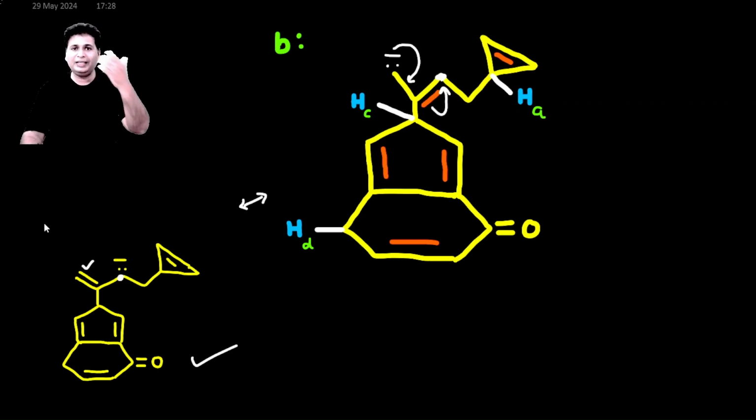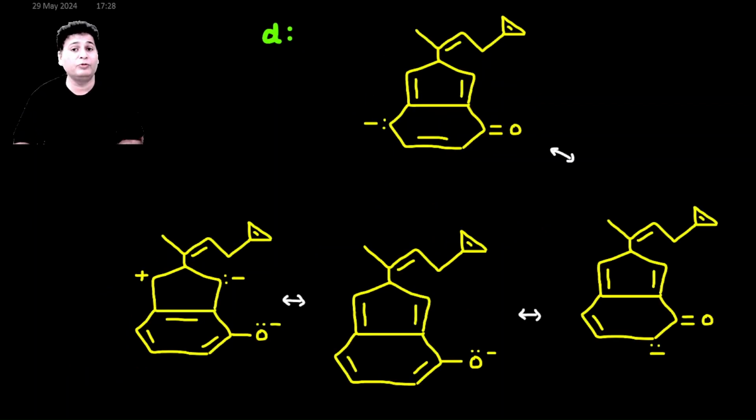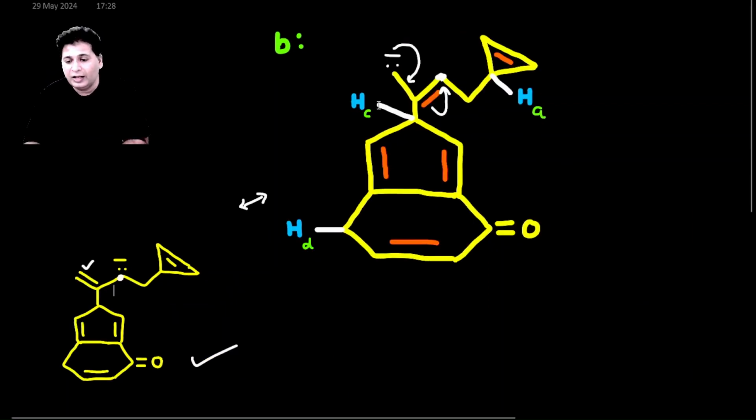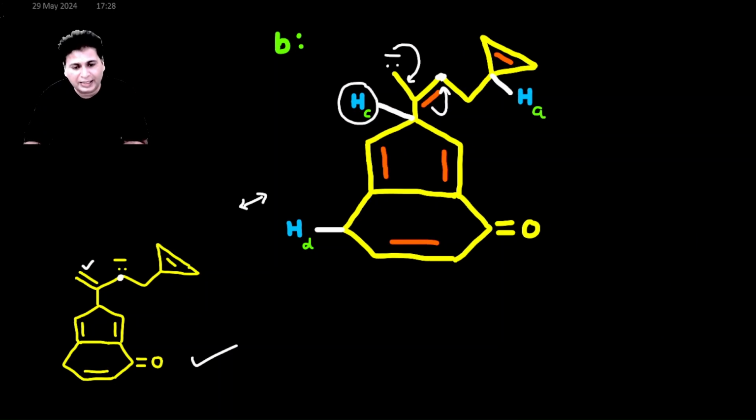Now we will see what happens if we remove the hydrogen number C. You can see now this is our hydrogen number C. Now I am going to remove this hydrogen number C in the next slide.